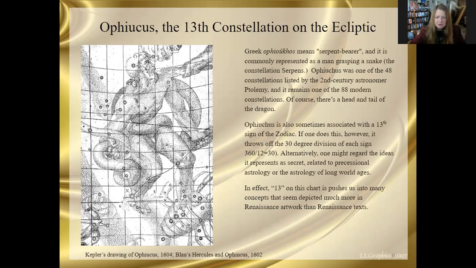Ophiuchus is not a new constellation. It's one of the constellations Ptolemy mentioned, and we've seen Dee refer to Ptolemy's Tetrabiblios. It's one of the 88 modern constellations, but back then there were 48. So if you like 12s and 24s, then of course you like 48s. And it's a head and tail of the dragon. Those of you who are astrologers might know a certain association there with the head and tail of the dragon.